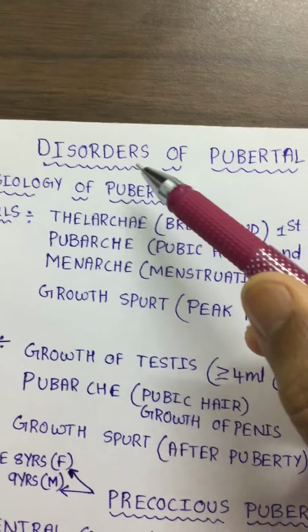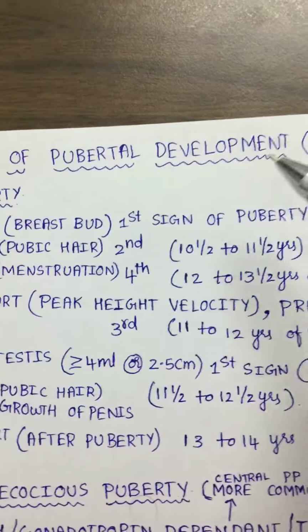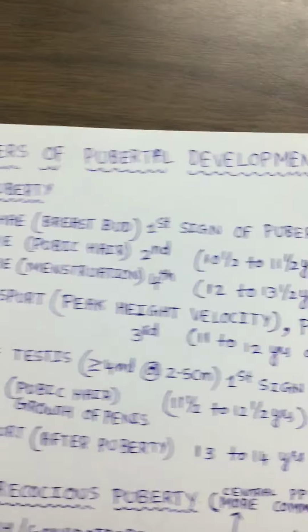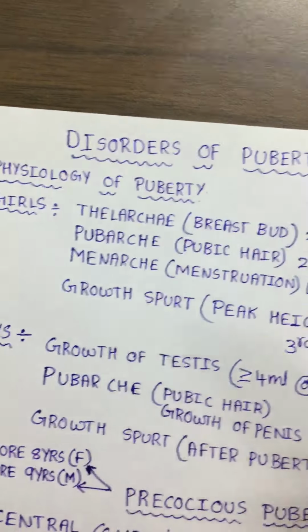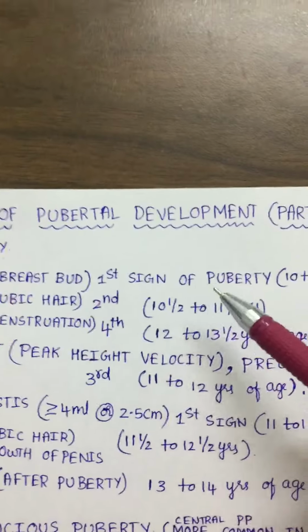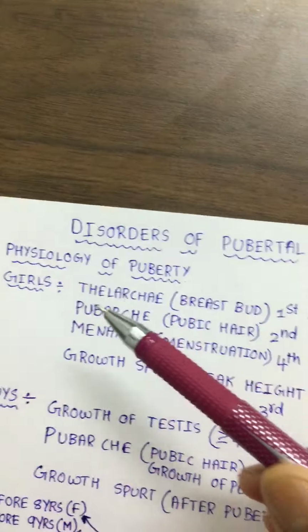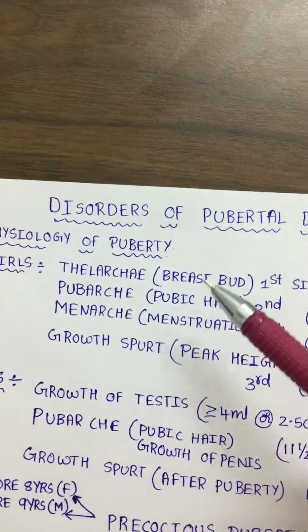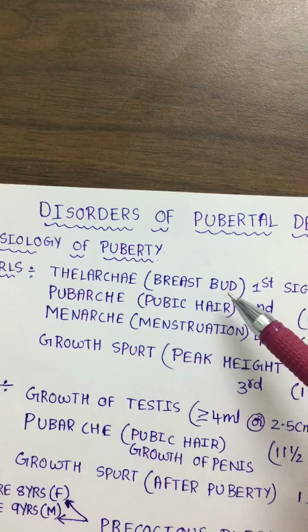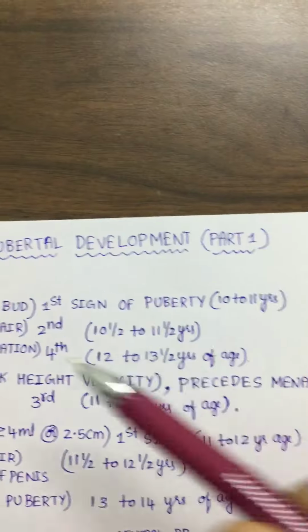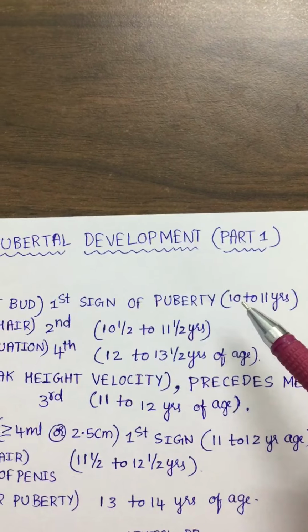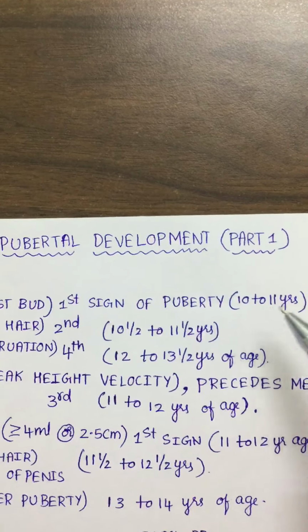Today we will discuss disorders of pubertal development, part 1. Physiology of puberty. In girls, the first sign of puberty is thelarche. It is the development of the breast bud. This is the first sign. It occurs between 10 to 11 years of age.